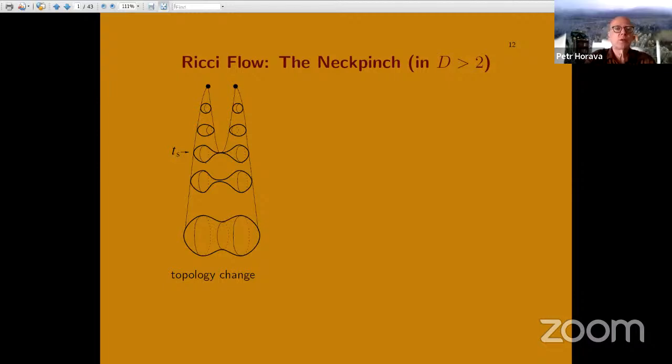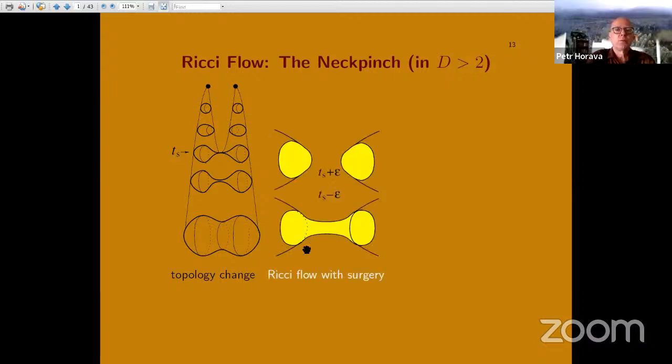So that was Perelman's original strategy, to follow the flow to some time epsilon before this topology change, and then perform a surgery and restart the flow with the surgically altered spatial geometry. And this was a very pragmatic technique that was used in Perelman's original work.